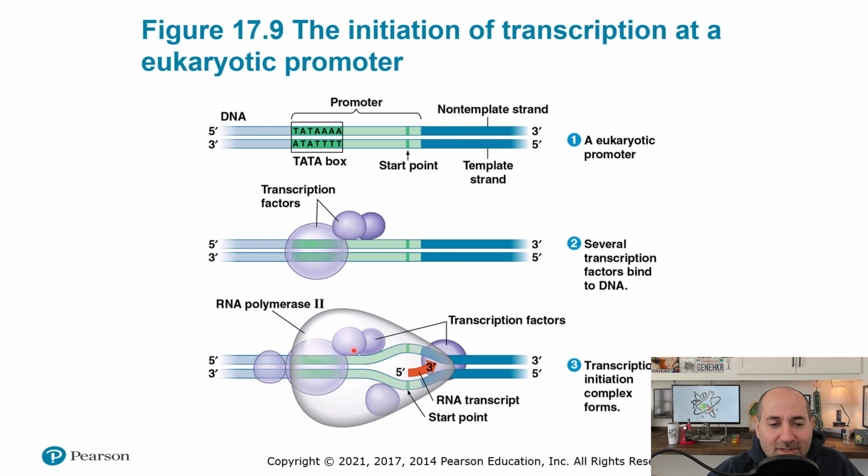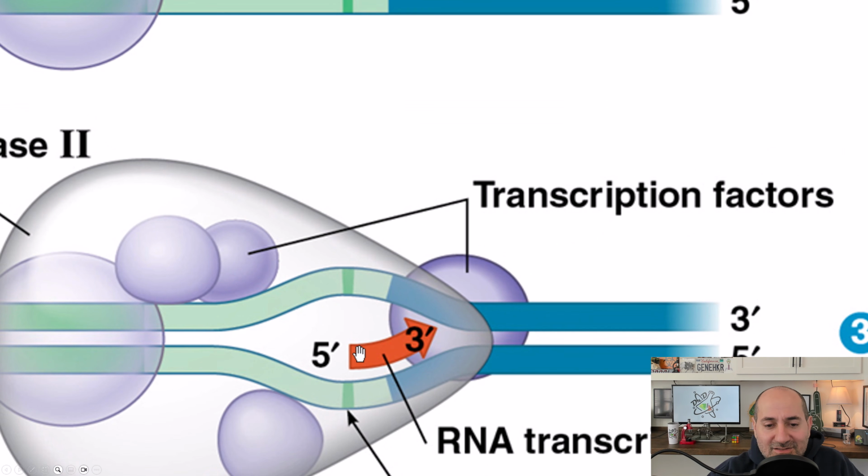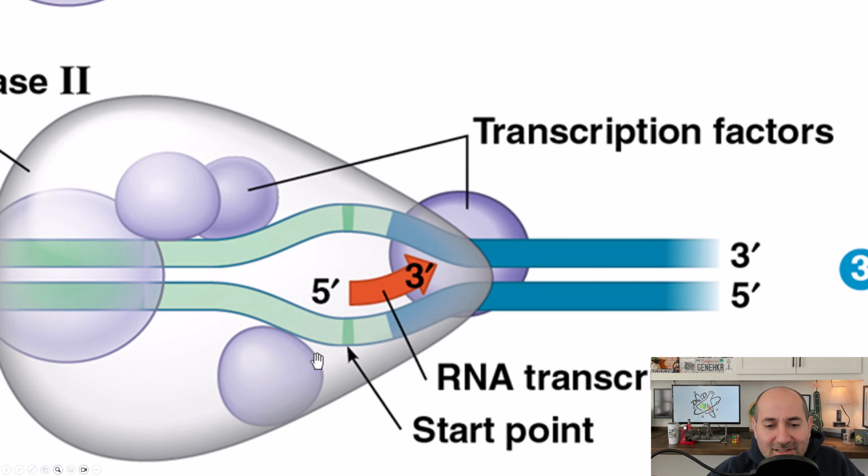And do you remember what RNA polymerase II does? RNA polymerase II attaches to the promoter, and then it separates the two strands of DNA. See this little bubble forming? That's the transcription bubble forming. The DNA is separated, and at the start point, that is where transcription starts, right?